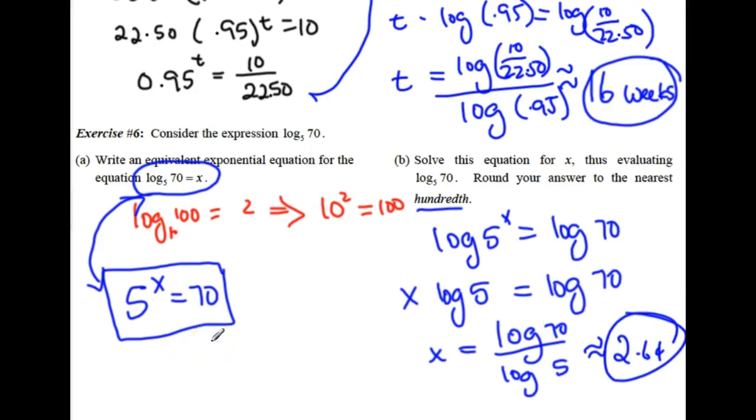Alrighty guys, that's it for this unit. It's all about using that power rule for logs. Go ahead, try those practice problems. Good luck.